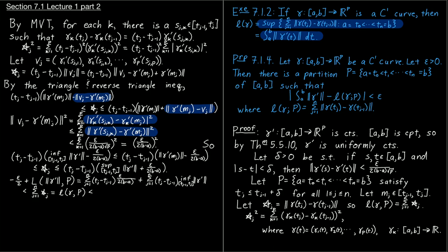And then a very similar argument: you can also get the upper Darboux sum of gamma prime over P plus epsilon over 2. Now, we said gamma was continuously differentiable. That means that gamma prime, and therefore the norm of gamma prime, is continuous, hence integrable.